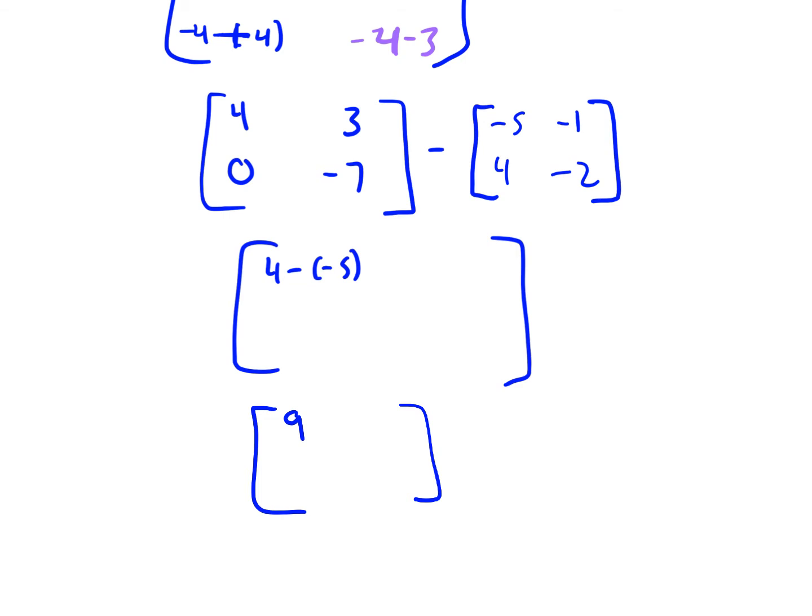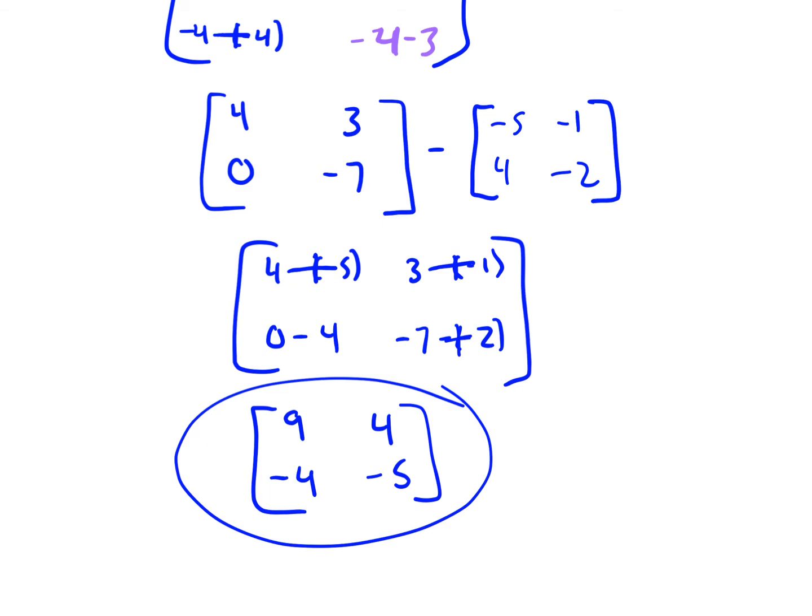Why did you make another box if you're not done with that box? Because I just wrote 4 plus 5 down below. Yeah, but then on the right side, isn't it 3 plus 1? Yeah, so then let's do that. So 3 minus negative 1 would be 3 plus 1. What's 3 plus 1? 4. Then down below, 0 minus 4. What's 0 minus 4? Negative 4. And then negative 7 plus 2 is negative 5. Awesome.